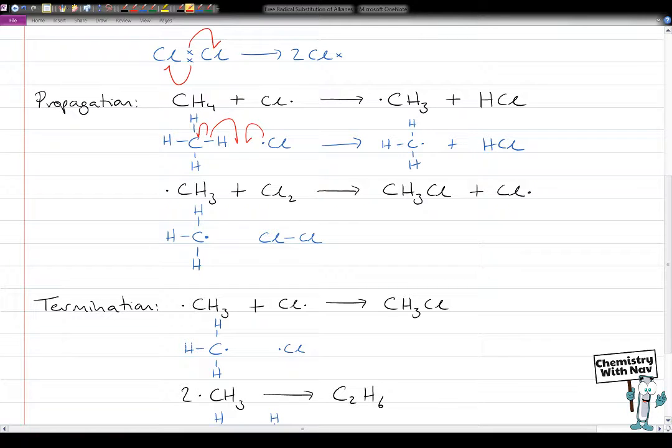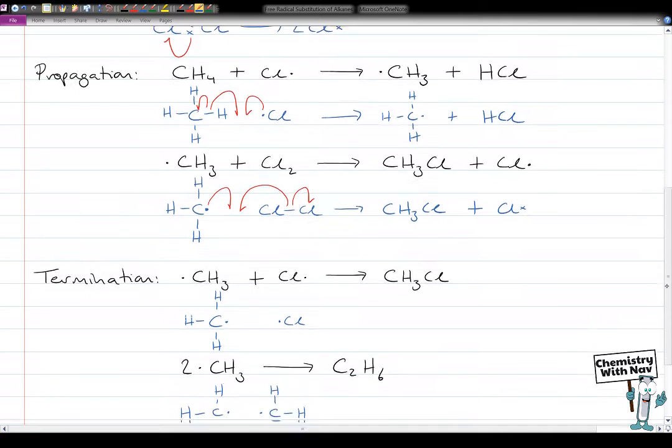The second propagation step takes the methyl radical from before, that puts its electron in, the chlorine then breaks also by homolytic fission, and we end up making our product, which is chloromethane, CH3Cl, and the chlorine radical.